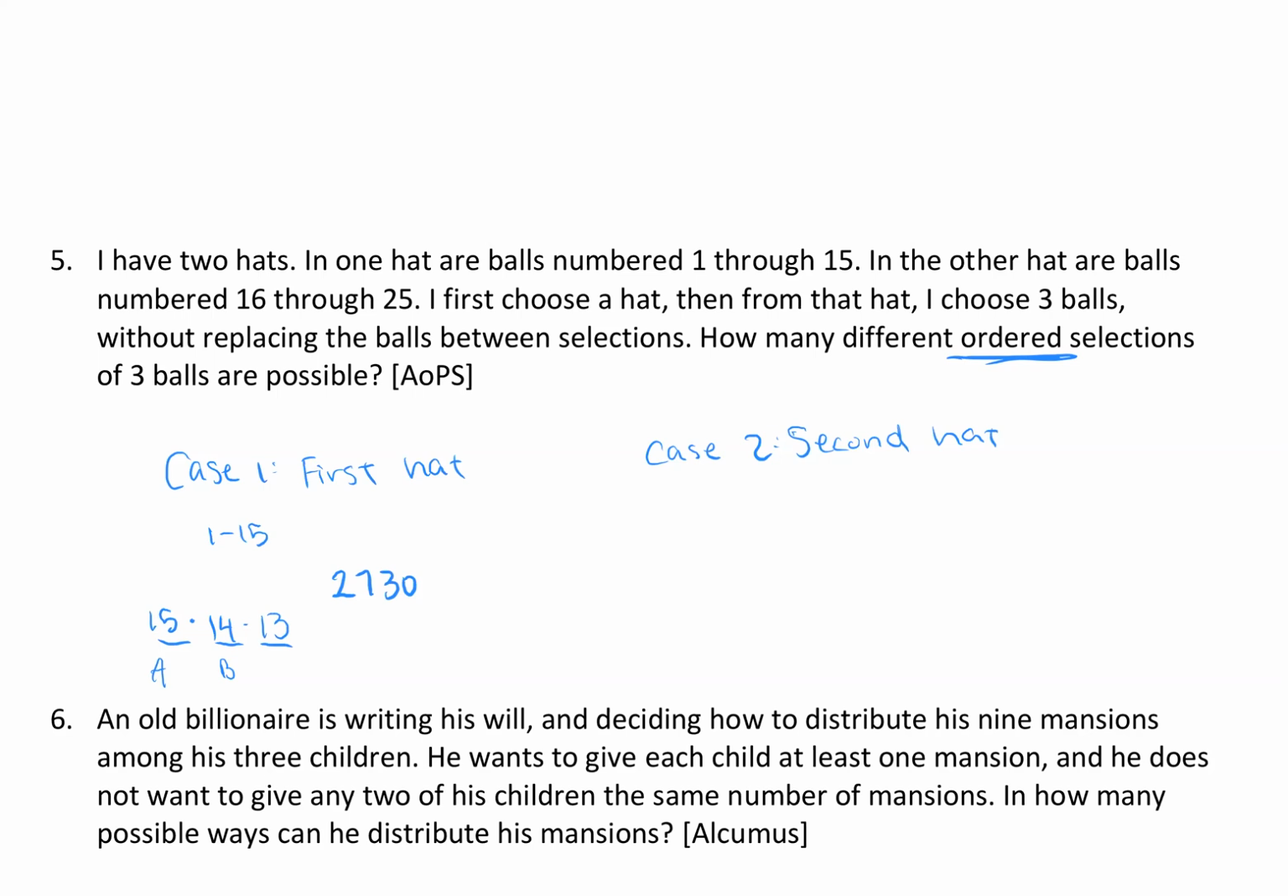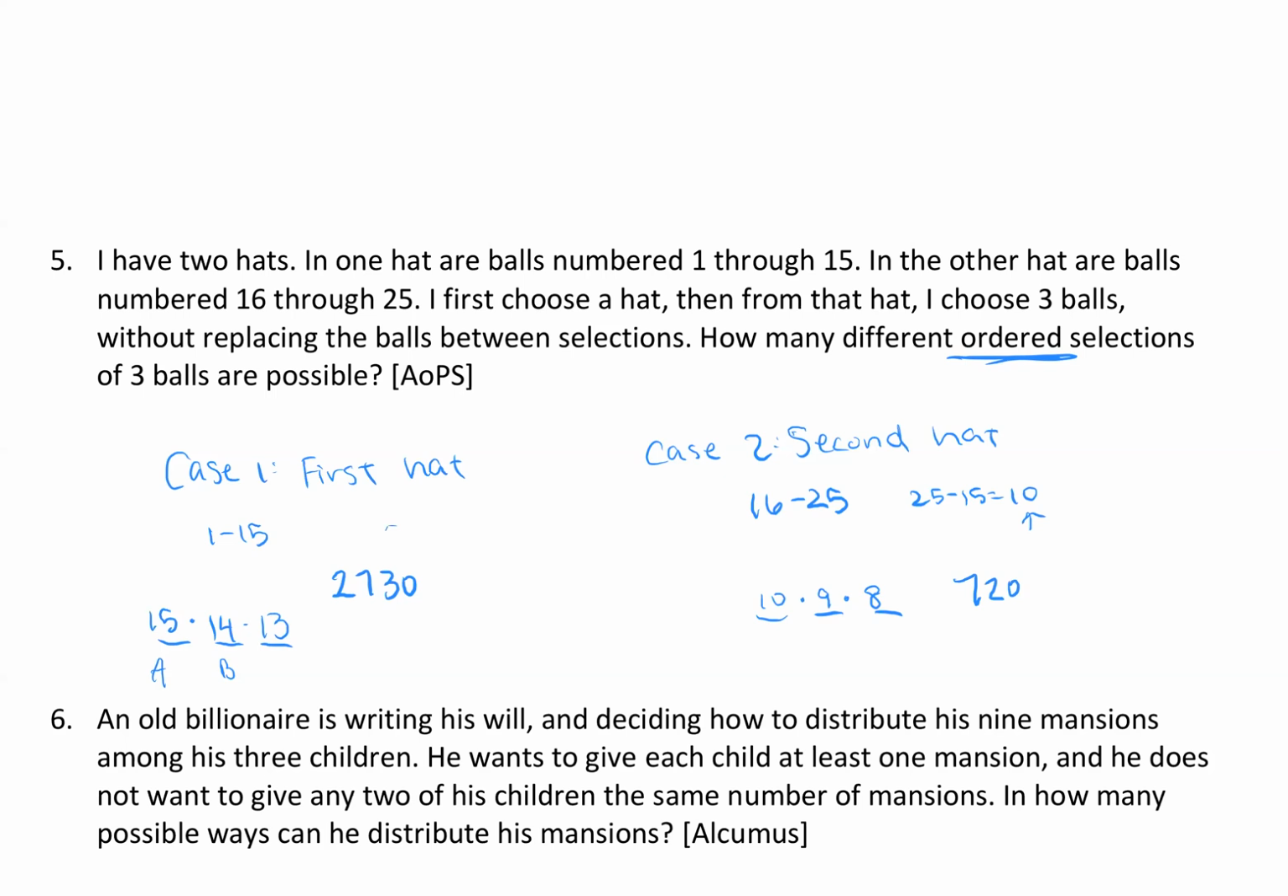Okay, and then the second hat is 16 through 25. So to count the number of numbers between 16 and 25, we can see that there are 25 total balls, and then 15 were in the first hat. So 25 minus 15 equals 10. So there's 10 balls here. Okay, so we can use the same logic as in case 1. For the first ball, we have 10 options. And for the second ball, we have 9 options. And for the last ball, we have 8 options. This is 720 total ordered selections of the 3 balls.